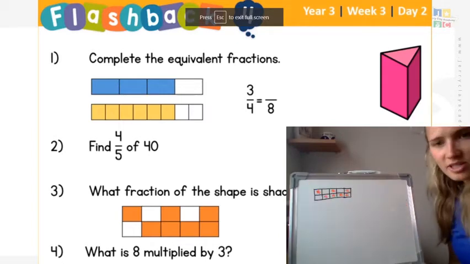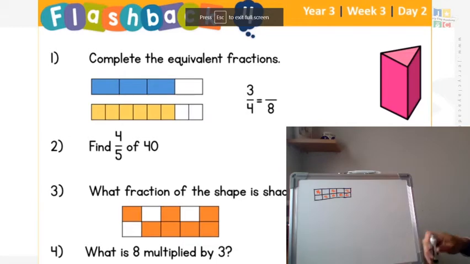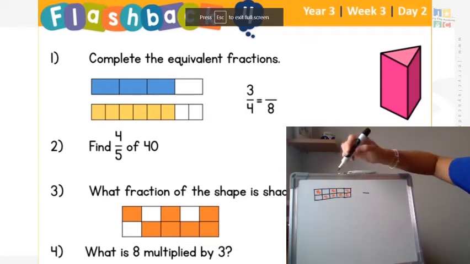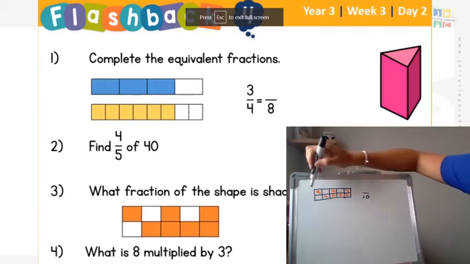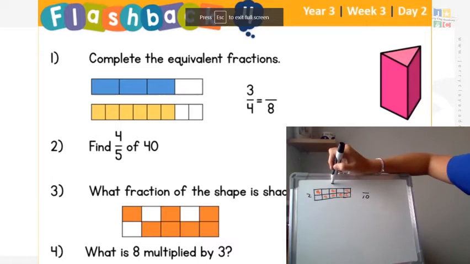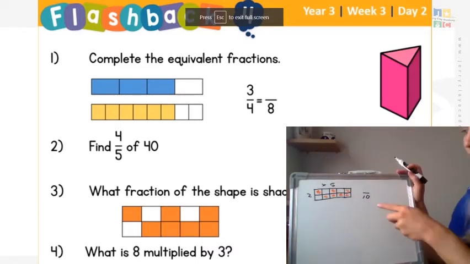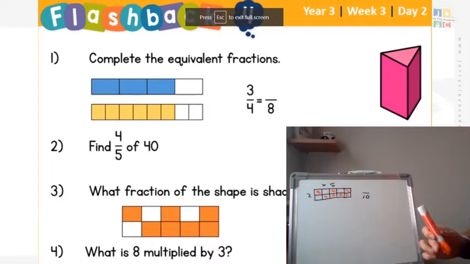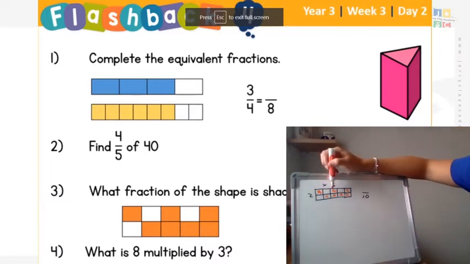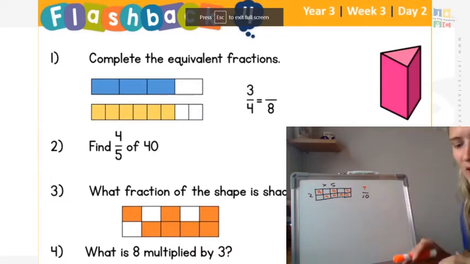Okay, number 3, we want to know what fraction is shaded. So first of all, I need to count my total number of parts, so I can count 1, 2, 3, 4, 5, 6, 7, 8, 9, 10. Alternatively, you could have seen that there are 2 going down, 5 across, so you could say 2 times 5 was 10 parts. Now, I need to find how many parts are shaded, so I'm counting how many parts. 1, 2, 3, 4, 5, 6, 7. So I know 7/10 are shaded.